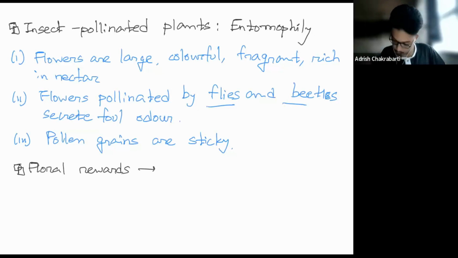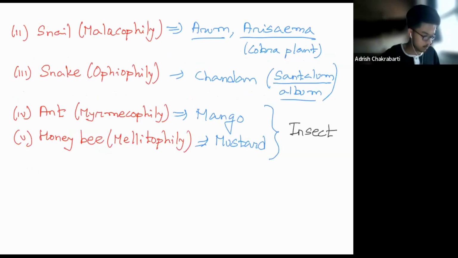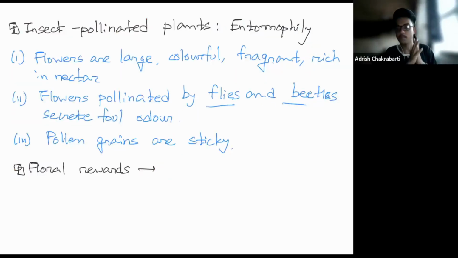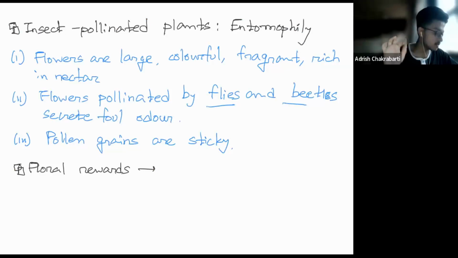Before that, let me mention ornithophily over here. When birds are acting as a pollinating agent, it is known as ornithophily. I'm sticking to the NCERT. NCERT says the majority of flowering plants use a range of animals as pollinating agents: bees, butterflies, flies, beetles, wasps, moth, and birds. Birds include sunbirds and hummingbirds.